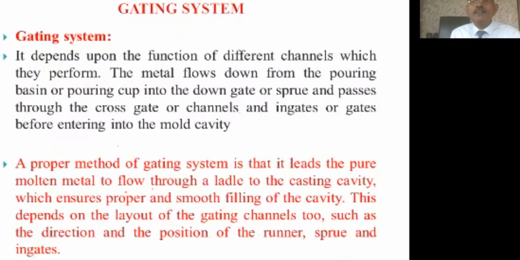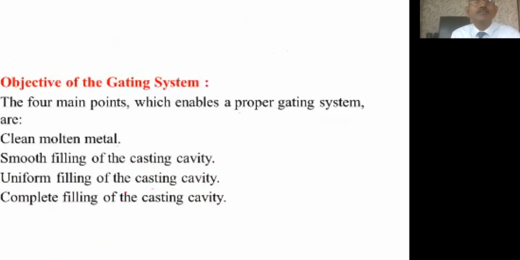The proper gating system is that with which the pure molten metal flows through the ladle to the casting cavity without any stoppage. Smooth flow of the metal. Velocity should not be very high also. This all depends upon the gating system design and the channel and direction of the runner.